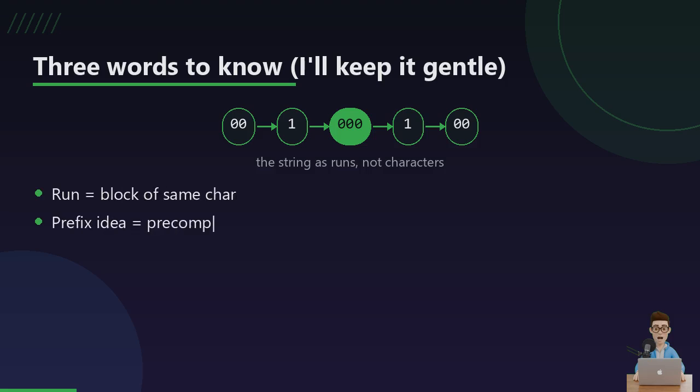Let me define 3 words before we go further, one at a time. A run is simply a streak of the same character in a row, like a row of dominoes that all match. Precompute means we do some counting once at the very start so that later on our questions are quick to answer. And a sparse table is just a cheat sheet we build ahead of time, you point at any range and it instantly tells you the biggest value inside. That's all these words mean, everyday ideas with fancy names.